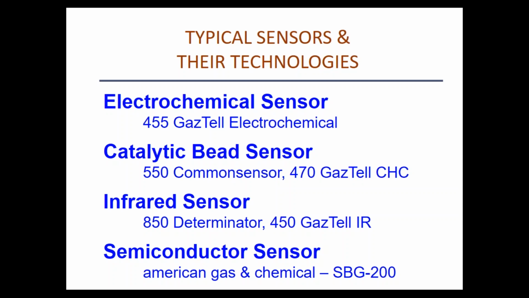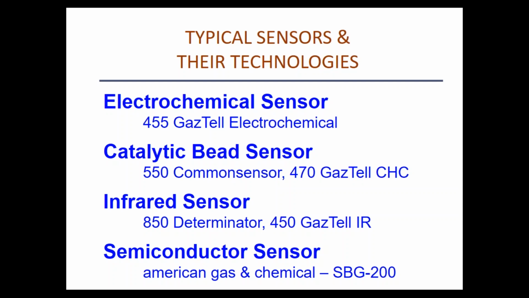Infrared, we've had out for probably 17 years now, which is the Determinator and the Remediator. But we've also recently, in the last 6 to 8 months, introduced the Model 450 Gastel IR. And we'll talk a little bit about the differences between both of them. They both use infrared technology, but they are very different, and we'll describe that later.